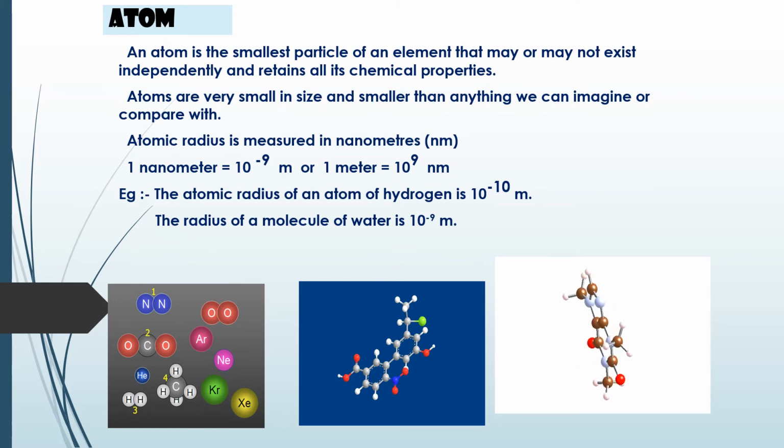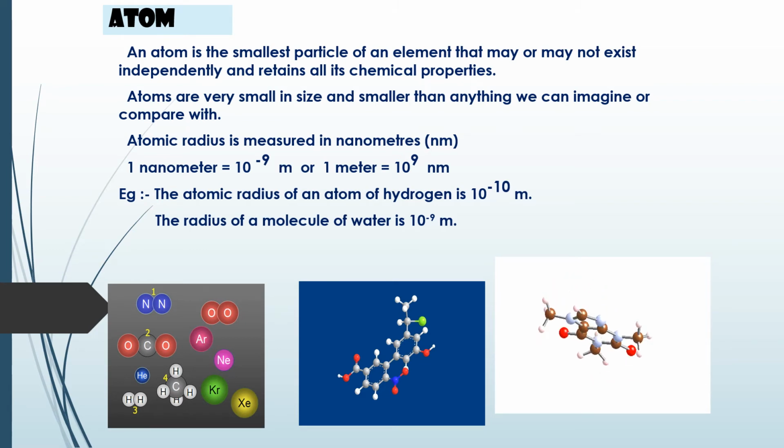Now, what is an atom? Atom is the smallest particle of an element that may or may not exist independently and retains all its chemical properties. Atoms are very small in size, smaller than we can imagine or compare. The atomic radius is measured in nanometers. 1 nanometer is equal to 10 raised to minus 9 meter, or 1 meter is equal to 10 raised to 9 nanometer.